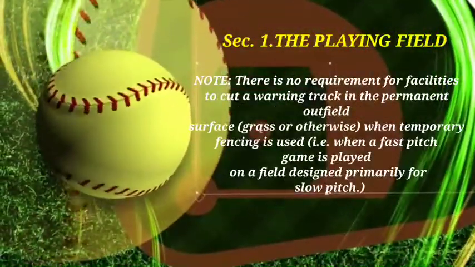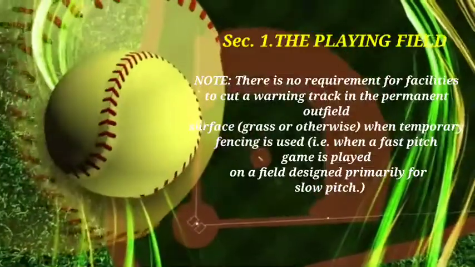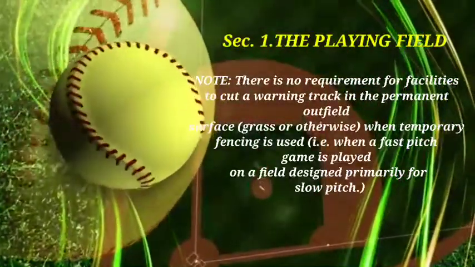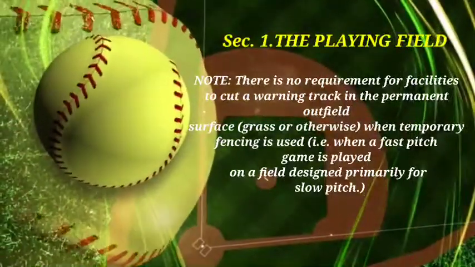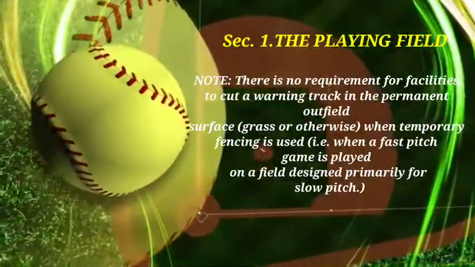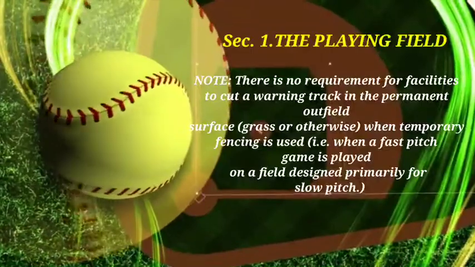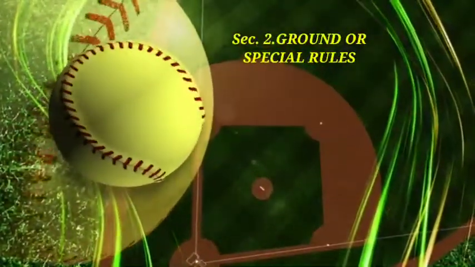Note, there is no requirement for facilities to cut a warning track in permanent outfield surface, grass or otherwise, when temporary fencing is used. An example is when a fast pitch game is played on a field designed primarily for slow pitch. Section 2 Ground or special rule.